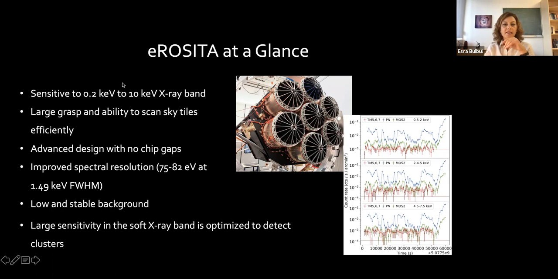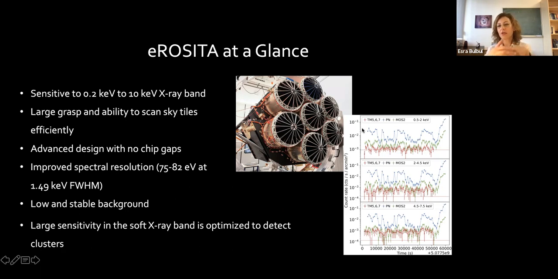So as I was saying, it's sensitive to the 0.2 to 10 keV band, and it has an advanced design with no chip gaps. That is very important for us to basically scan the sky smoothly. The detector technology is very similar to the detector on the XMM-Newton X-ray telescope, currently operating in space as well. But over that detector, we have basically no chip gaps. Our spectral resolution is much better, and we have a very low, stable background.